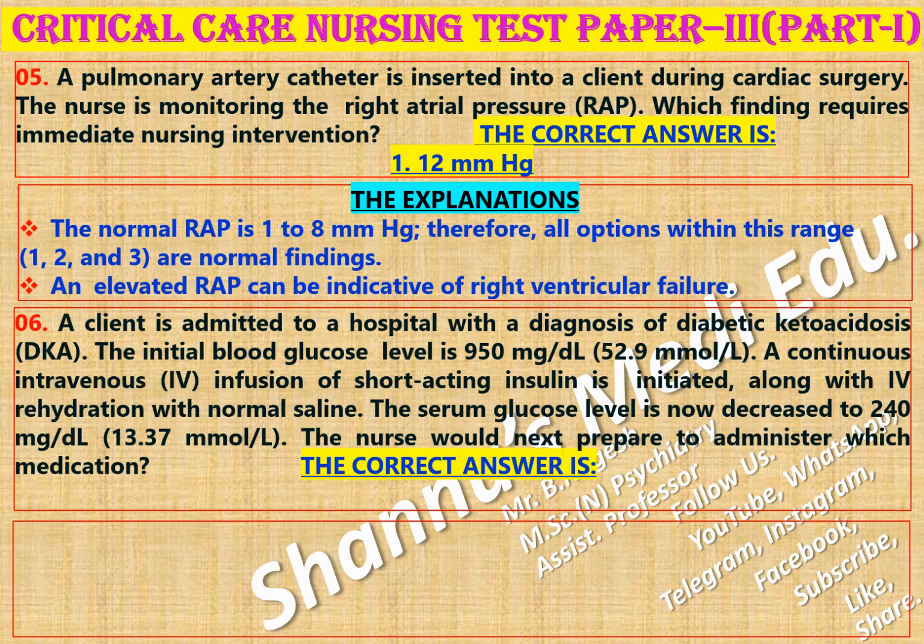The sixth question is: a client is admitted to the hospital with a diagnosis of diabetic ketoacidosis, with a blood glucose level of 950 mg/dL. A continuous intravenous infusion of short acting insulin is initiated along with IV rehydration with normal saline. The serum glucose level has now decreased to 240 mg/dL. The nurse would next prepare to administer which medication?